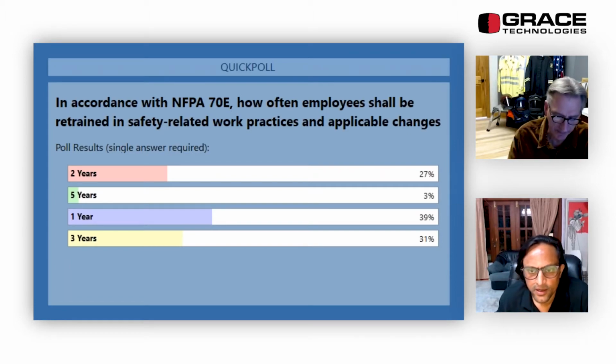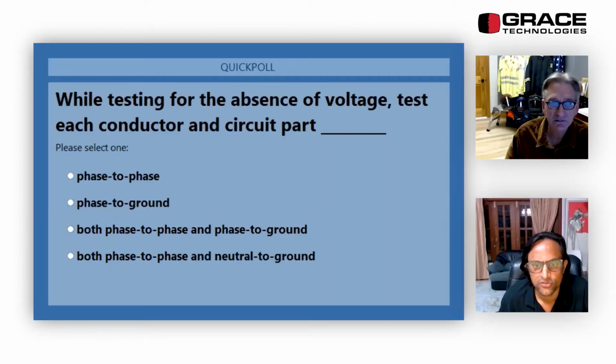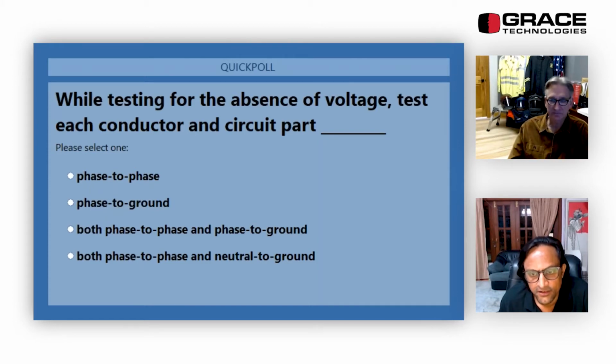Thank you. Let's go to the third question, which is: while testing for absence of voltage, test each conductor and circuit part, dash, fill in the blank. I'm just posting the question. The answers are phase to phase, phase to ground, both phase to phase and phase to ground, and the last one is both phase to phase and neutral to ground. We'll leave it there for about 30, 45 seconds.